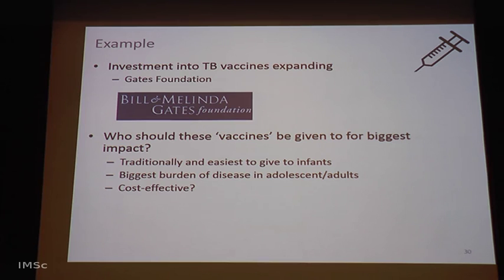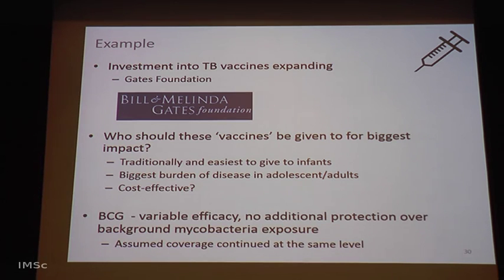But we know for TB that the biggest burden of disease is in adolescents and adults, so in the 16 to 25-year-olds, this is where you have the highest number of cases. And so the question was, should we give new TB vaccines to infants, or should we give them to adolescents and adults? Ultimately it was linked to whether this would be cost effective, because giving it to adolescents and adults would likely cost a lot more money than giving it as part of the standard DCP3 vaccine program, which we use for infants.